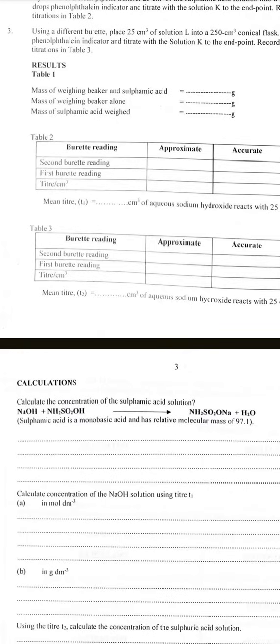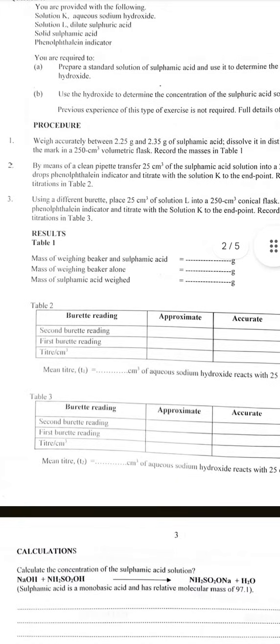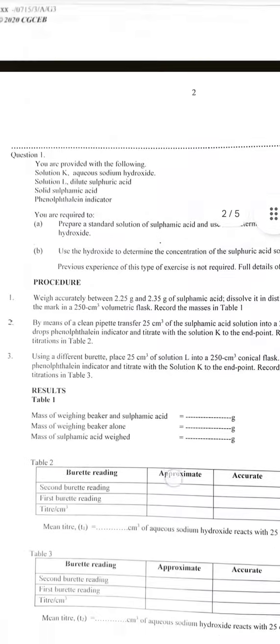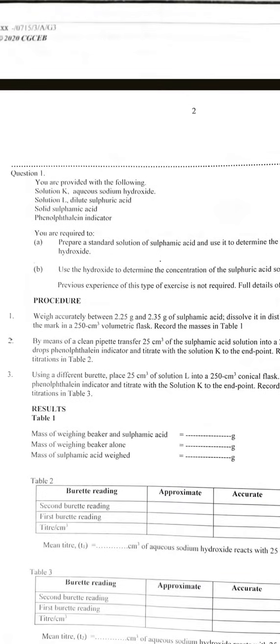Okay, we are done with table 2. Now let's go to table 3. In table 3, let's read the third instruction. Using a different burette, place 25 cm cube of solution L into a 250 cm cube conical flask. What is solution L? Solution L is dilute sulfuric acid.